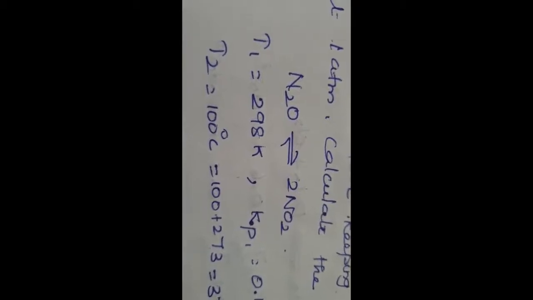The reaction conditions are altered as follows. First subdivision: the reaction temperature is altered to 100 degrees, keeping the pressure at 1 atmospheric pressure. Calculate the equilibrium constant. This calculation is based on the Van 't Hoff equation. Already you know the Van 't Hoff equation: log K2 by K1 is equal to delta H0 by 2.303 R into (T2 minus T1) divided by T1 T2.